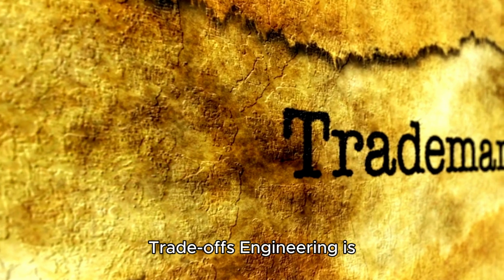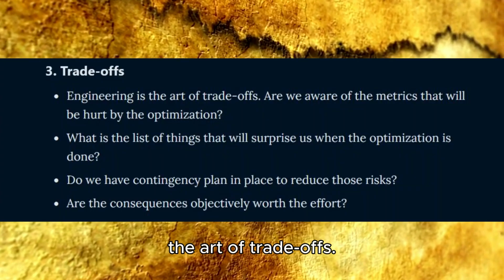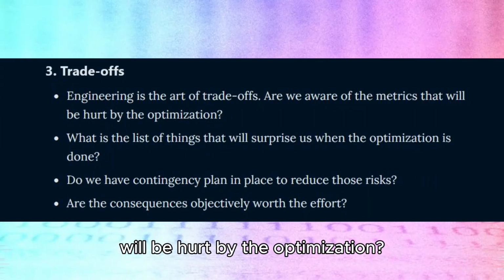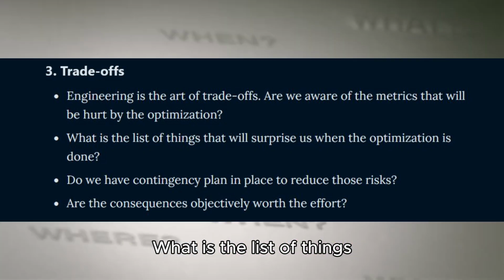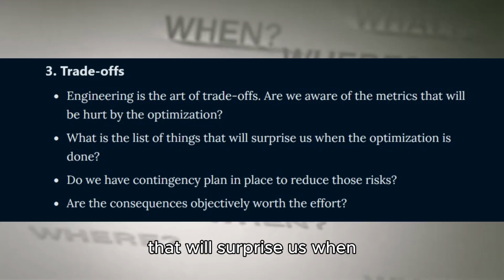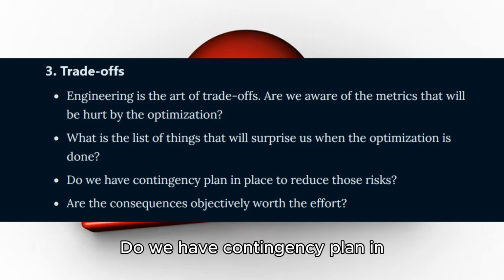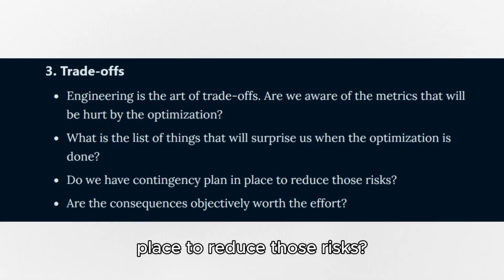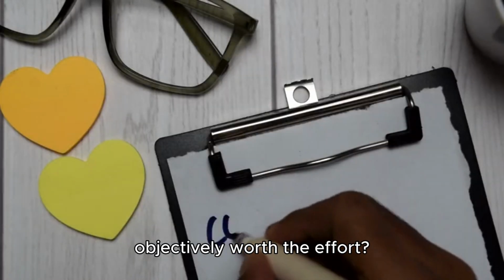3. Trade-offs. Engineering is the art of trade-offs. Are we aware of the metrics that will be hurt by the optimization? What is the list of things that will surprise us when the optimization is done? Do we have a contingency plan in place to reduce those risks? Are the consequences objectively worth the effort?